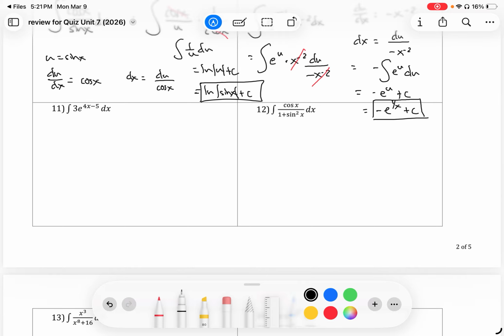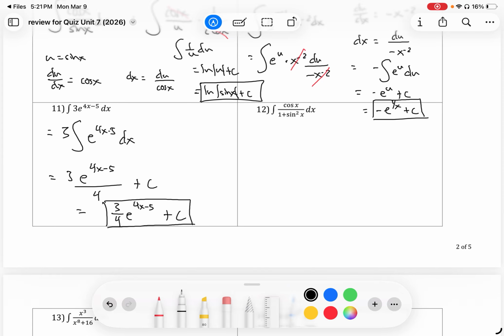Let's see about 11 and 12. So 11 looks like I have e raised to a linear function. Anytime you have e raised to a linear function, you can use the linear shortcut here. So I'm going to first pull the 3 out front and just have e to the 4x minus 5. Antiderivative of e to a linear function is e to the linear function divided by the slope of that linear function, or the derivative of that linear function, plus c. So I would probably write this as 3/4 e to the 4x minus 5 plus c.